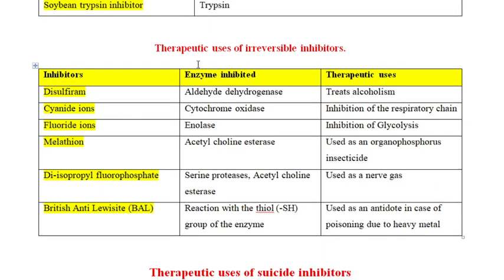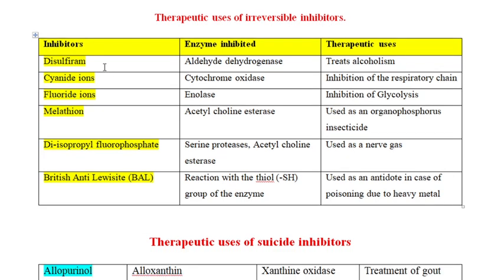Next, we will be seeing therapeutic uses of irreversible inhibitors, which include disulfiram, where the enzyme inhibited is aldehyde dehydrogenase, and it is used for the treatment of alcoholism. Next, cyanide ion: the enzyme inhibited is cytochrome oxidase and it is used for inhibition of the respiratory chain. Fluoride ion: the enzyme inhibited is enolase and it is used to inhibit glycolysis. Next is malathion: the enzyme inhibited is acetylcholine esterase and it is used as an organophosphorus insecticide.